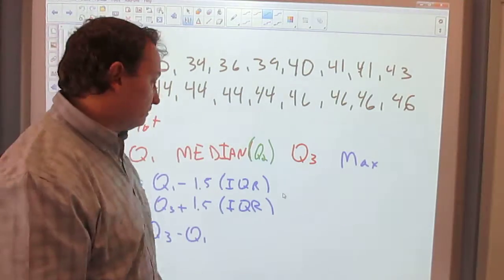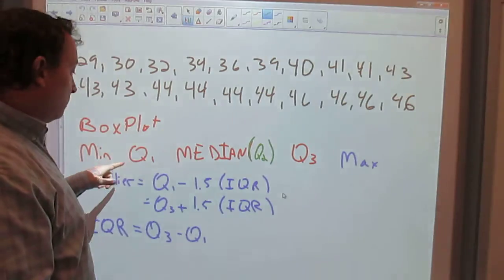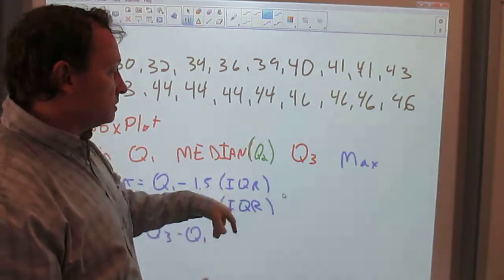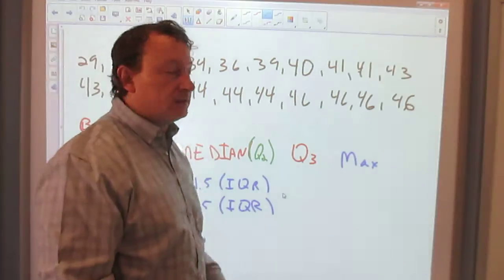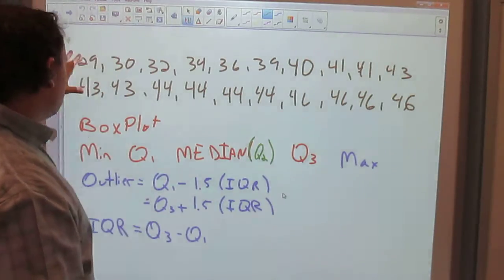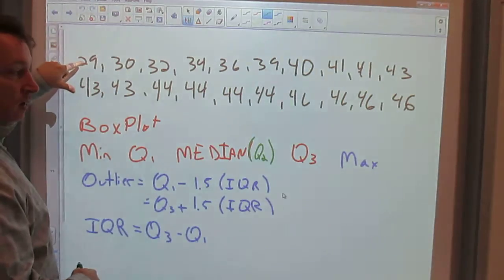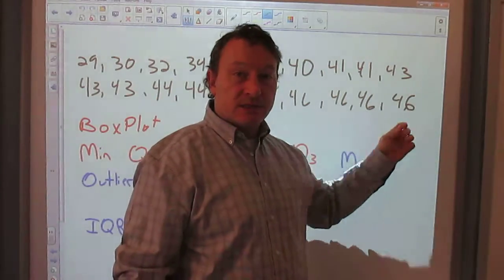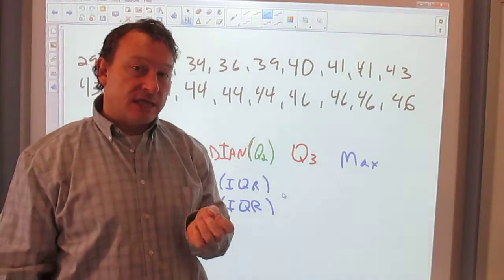5-number summary. That's going to be the minimum, quarter 1, median, which is also quarter 2, quarter 3, and the max. So the minimum and the maximum are easy. Min is just the very smallest number. Max is the biggest. Be careful if the data set is mixed.